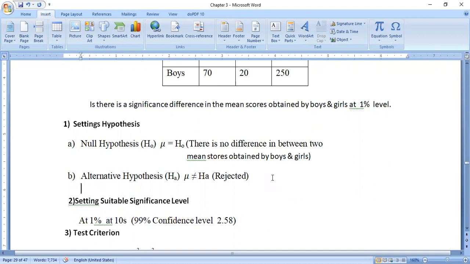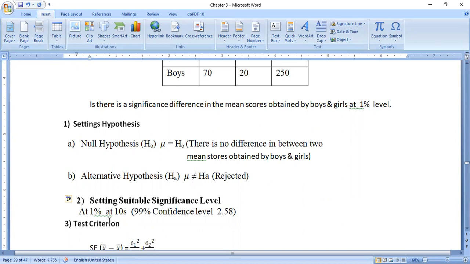If it is given, then we have to take the critical value, and we have to write it at this stage only. Okay, setting a suitable significance level. In the given question, 1% is given, it is clearly mentioned. So we have to write step number 2, that is, setting a suitable significance level at 1% LOS.